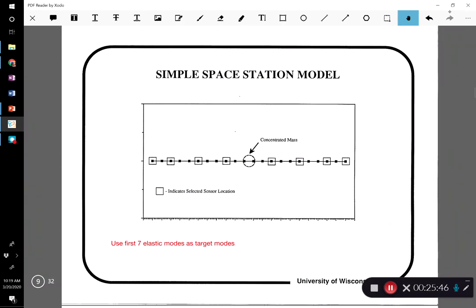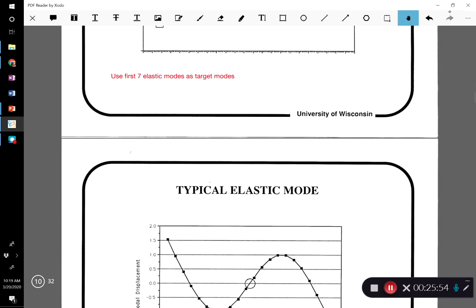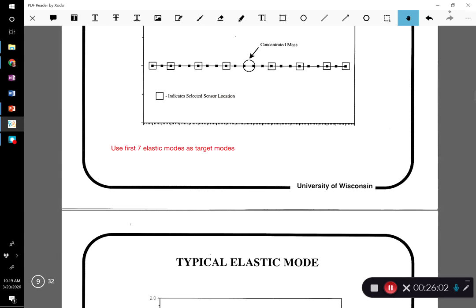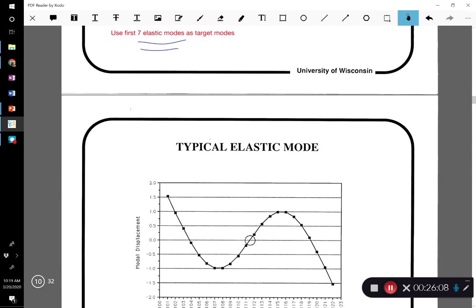So let's look at how this works on this space station model that we've looked at a few times. Suppose that the first 7 elastic modes are our target modes, and you've seen those in your homework. Here's one of them, just so you remember. So you have 7 different modes like that that we're interested in and that we're going to want to place sensors for.